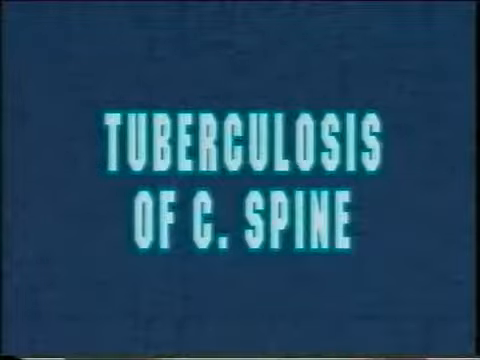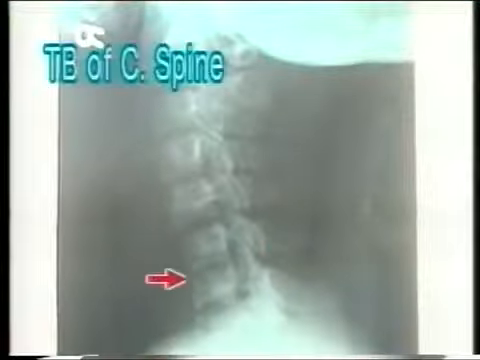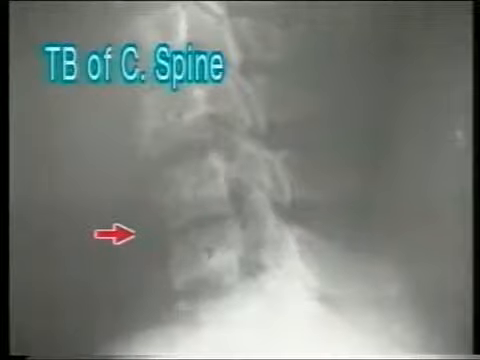Tuberculosis of the cervical spine. In this X-ray of the spine, note the reduced space between the sixth and the seventh cervical vertebrae. On closer inspection, you can see the destruction of the margins of the vertebrae, especially the superior margin of the lower, that is seventh cervical vertebra.